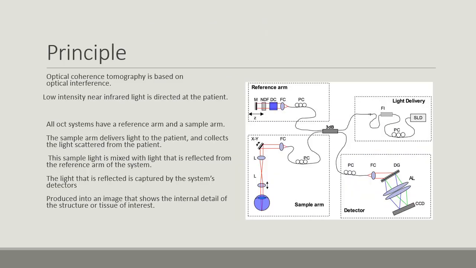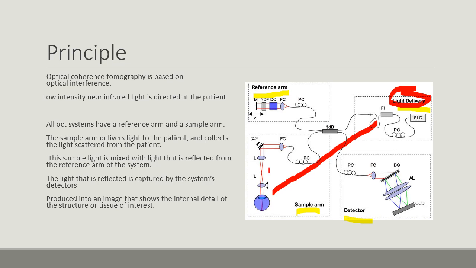Okay, so how does OCT work? There are some parts in your OCT machine: a light delivery system, then a reference arm, a sample arm, and detectors. When a low intensity near infrared light from the light delivery system is thrown into the patient's eye, this light strikes the retina and is reflected back.